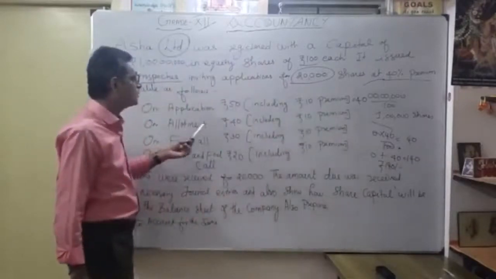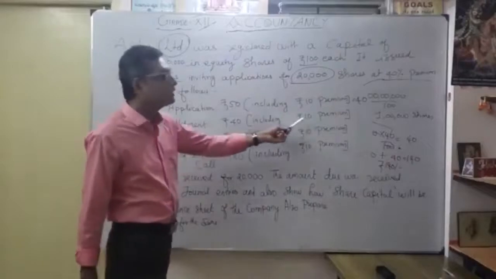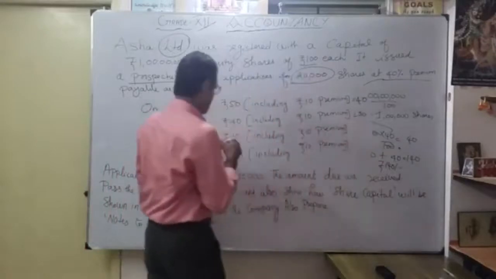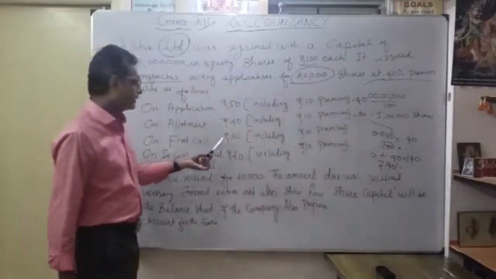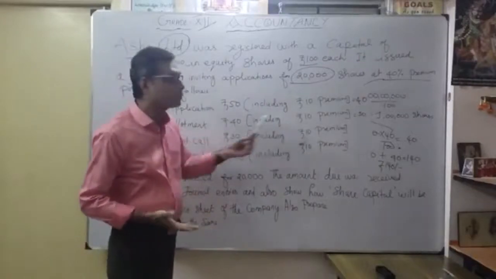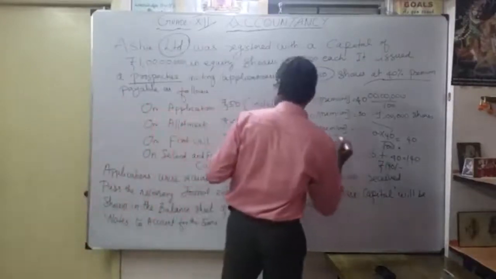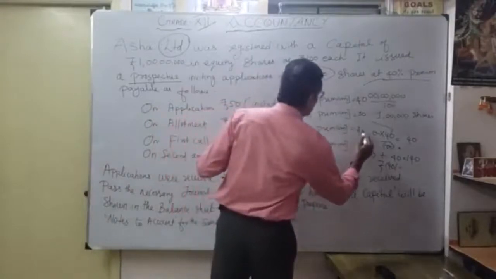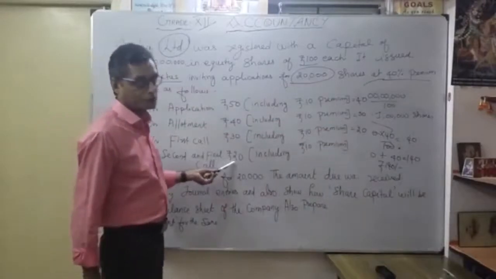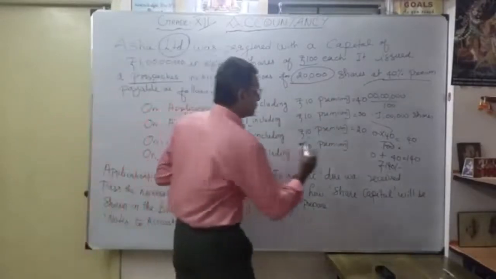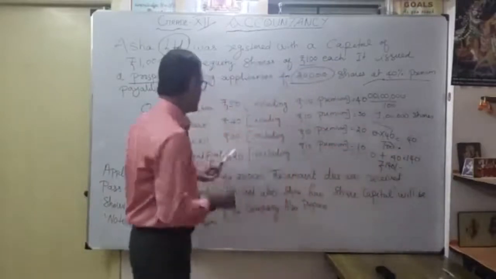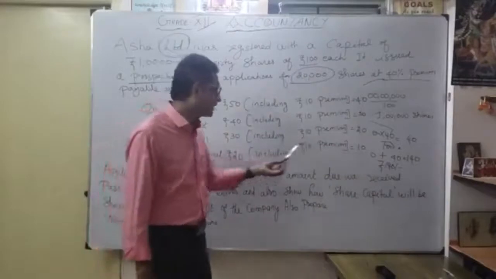Similarly, on allotment, 40 rupees, including 10 rupees premium, so here it becomes 30. Thereafter, on first call, 30 rupees, including 10 rupees premium, so the exact value is 20 rupees. Thereafter, on second and final call, 20 rupees, including 10 rupees premium, so the exact value is 10.